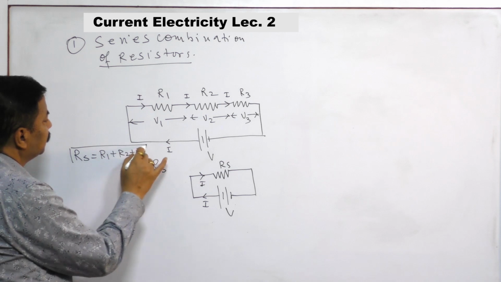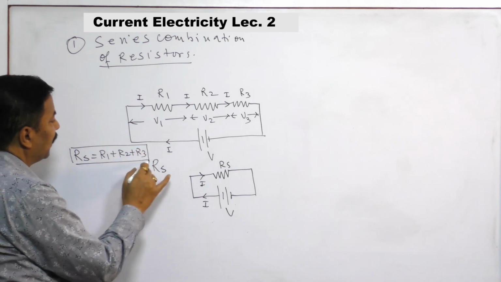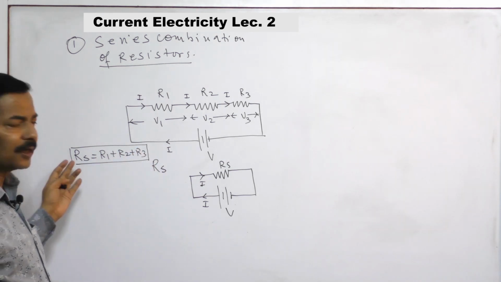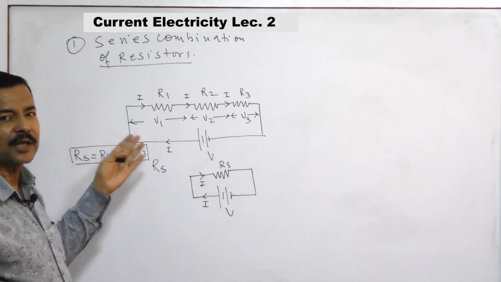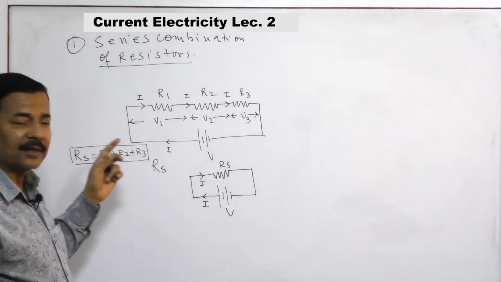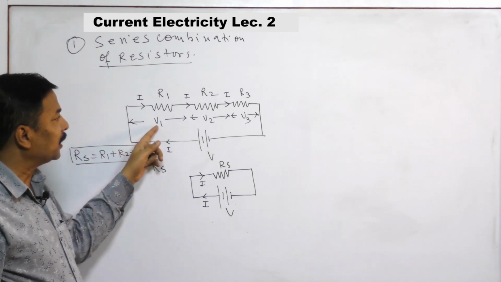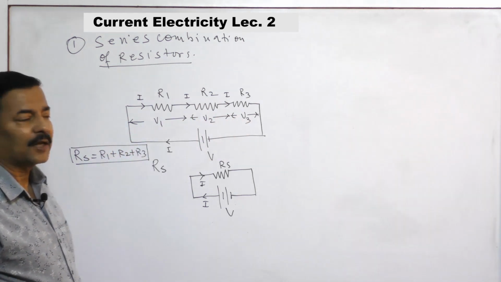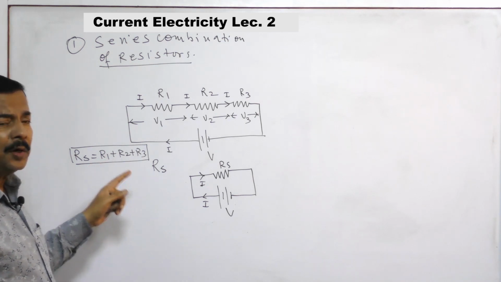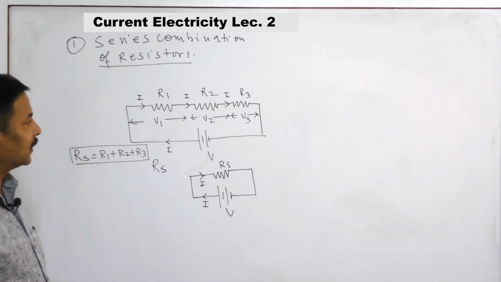This is the 3 resistor case. If there are n number of resistors, we can continue in this way, R1 plus R2 plus R3 plus R4 plus R5, like that only. Only difference is that you have to keep in mind that the potential drop across each resistor is different. So this is your series combination of resistors.